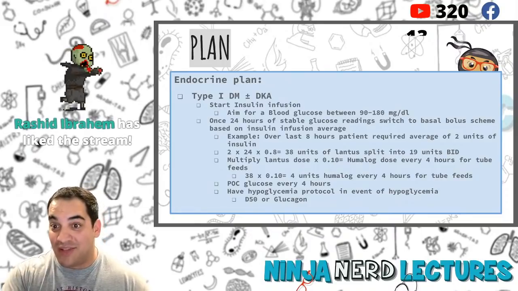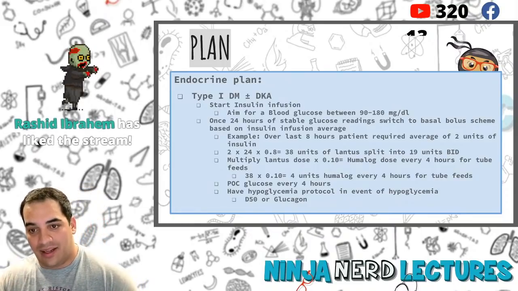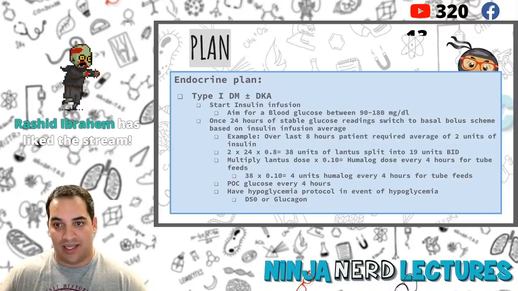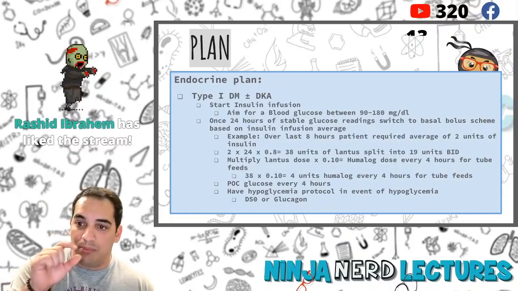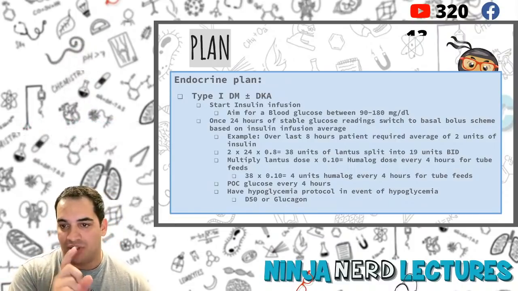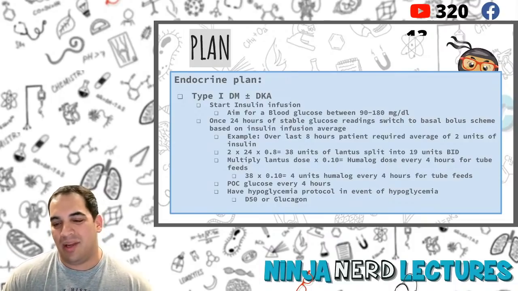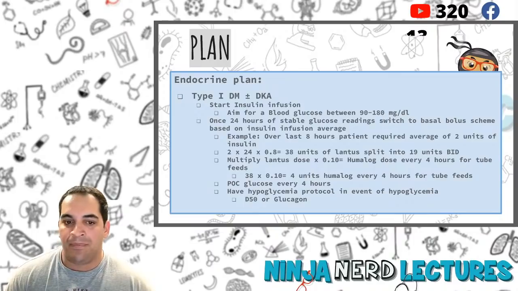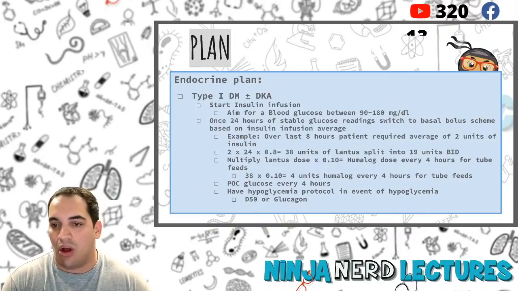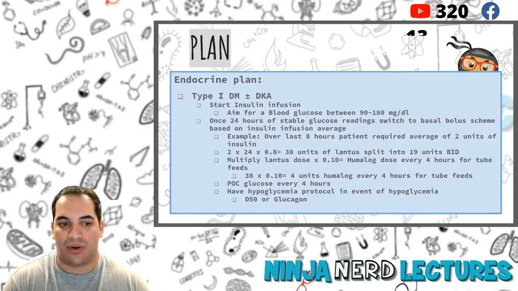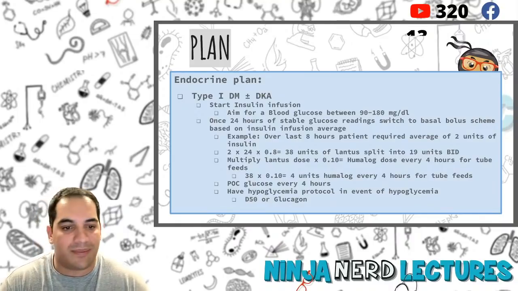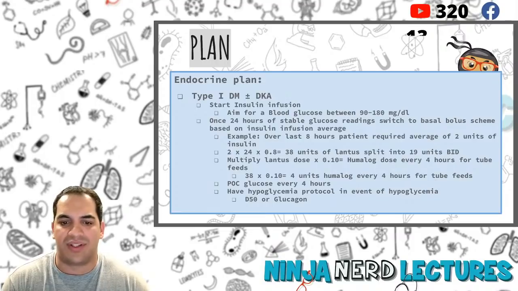And then the other thing is if you want to determine the rapid-acting insulin that you give with the tube feeds that he's going to be getting, you take his Lantus dose, which is 38 units, times 10%, which comes to close to 4 units. And so you'll give 4 units of Humalog every 4 hours for your tube feeds. Okay, and then just keep monitoring his glucose levels every 4 hours.